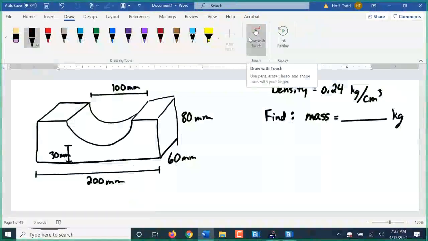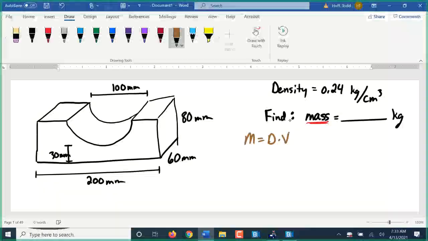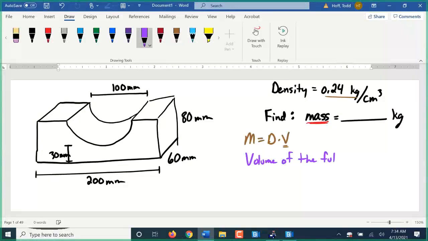So for this problem here, what we are trying to find is the mass of this block. Now, mass is simply density times volume. So in order to find mass, we're given the density, we need to find the volume. Well, the volume of the entire block, of the full block, would be length times width times height.